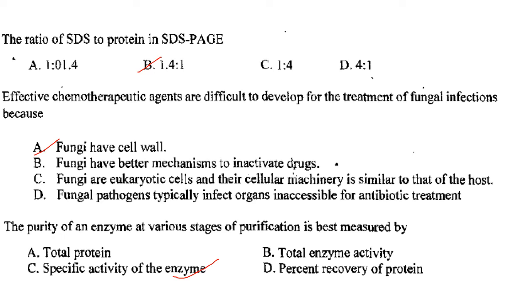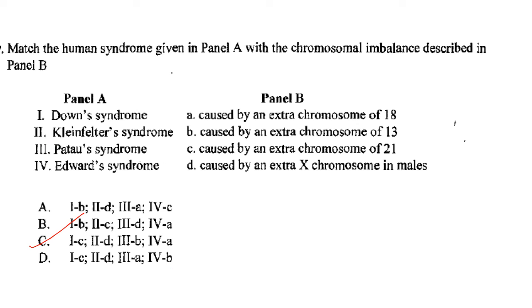Then the ratio of SDS to protein in SDS-PAGE is 1.4:1. Then effective chemotherapeutic agents are difficult to develop for the treatment of fungal infections because fungi have a cell wall. Answer is option A. Then the purity of an enzyme at various stages of purification is best measured by specific activity of the enzyme. Answer is option.